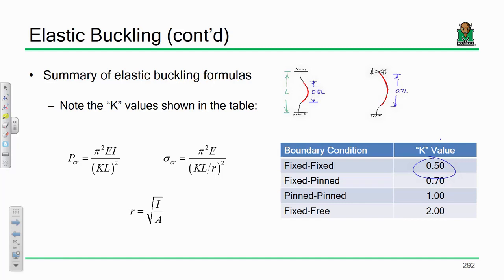Really, everything on this slide is pretty much everything you need in order to determine buckling loads. We have all of our K values, we have our critical buckling load and our critical buckling stress, and the only term that's probably a little new is the radius of gyration. The radius of gyration is just the square root of I over A. Sound good? That sounds good. Let's do some problems.